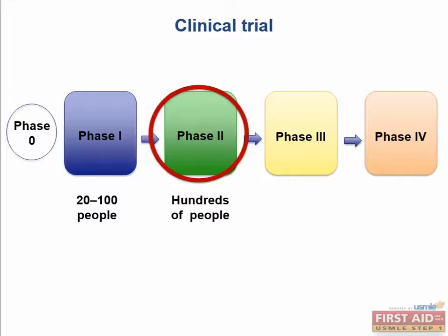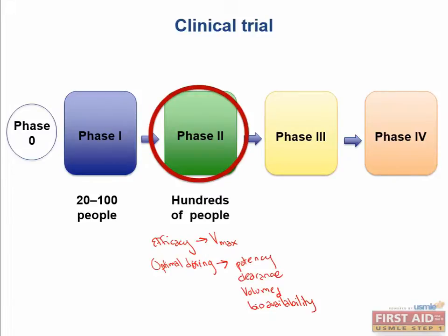In pharmacology, what are the parameters used to describe efficacy, optimal dosing, and adverse effects? Efficacy is measured in terms of Vmax. Optimal dosing is measured in terms of potency, clearance, volume of distribution, and bioavailability, and adverse effects are measured in terms of therapeutic index.